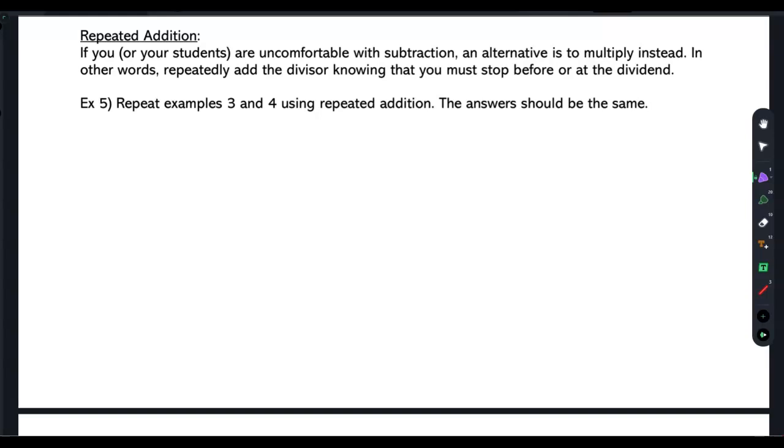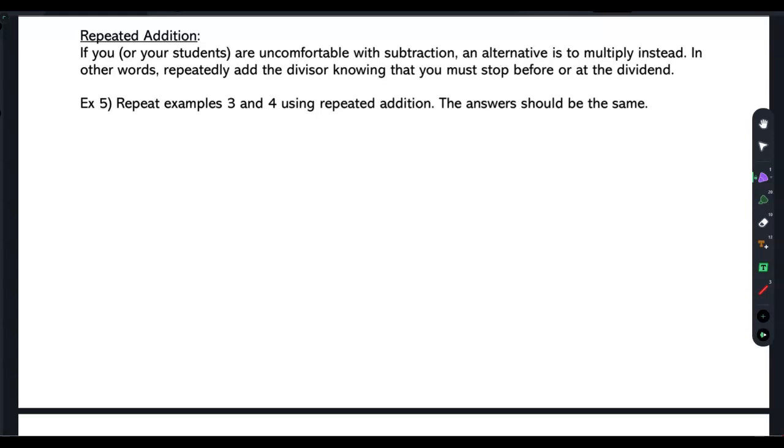You may notice that some students are much less comfortable with subtraction than they are with addition. And so if that's the case, you might notice students doing this even without you showing them or prompting them, or you could also show them this method.